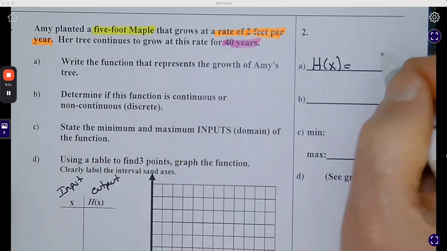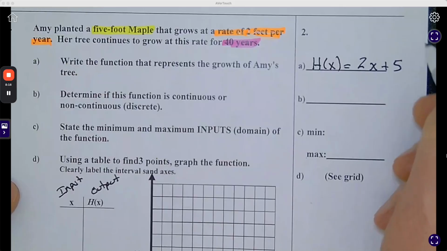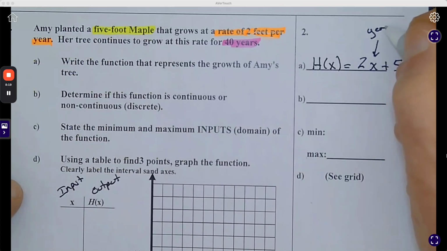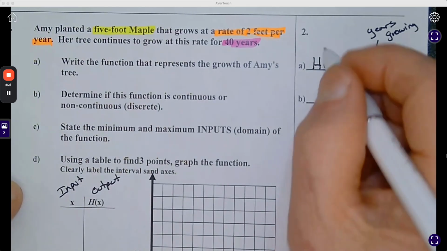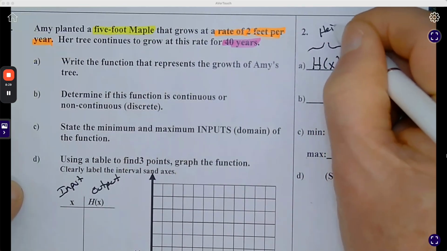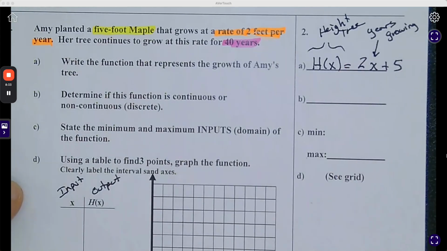your rate of change, that's 2 feet per year, times the years that the tree has been growing, plus the initial height. Okay, so you got to know what that input is. This represents the output, which is the height of the tree after however many years it's been growing.